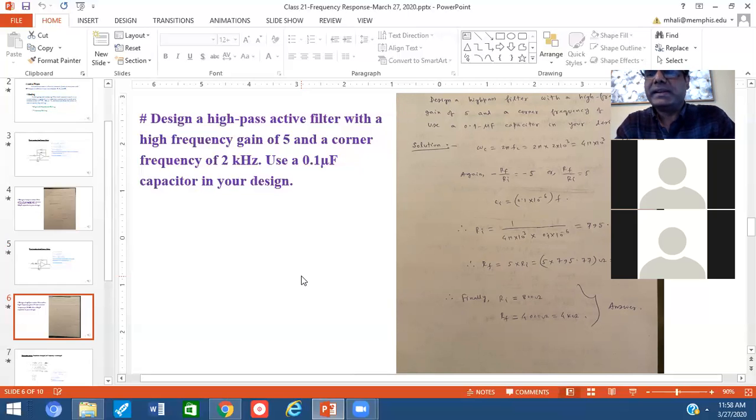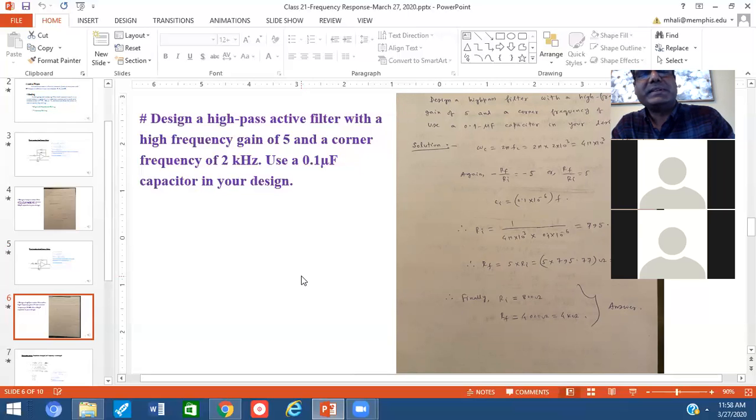So now see my handwritten calculation on the right side. Again, in this case, first I am calculating omega C. So omega C, 2 pi fc. I am putting the fc value, 2 kilohertz. And that gave me 4 pi multiplied by 10 to the power 3. And then the gain value is 5. That's why I'm writing in the second line, minus Rf over Ri equal to minus 5, which ultimately is Rf over Ri equal to 5.